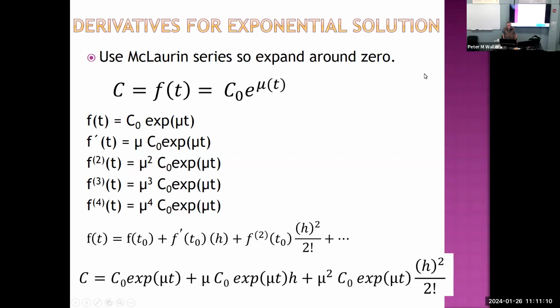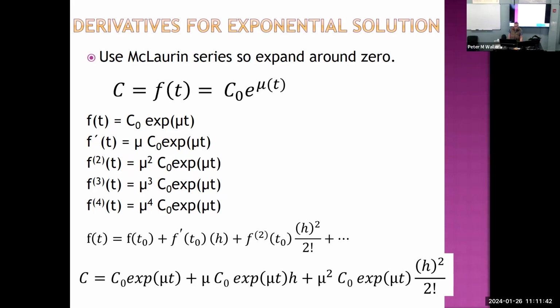Okay, so we have to take the derivative of this equation, C0 e to the mu t. And so here's the function, C0 e to the mu t. And then the derivative would be mu times C0 e to the mu t. Then the second derivative, this is really nice for the Taylor series because it's this kind of solution. So we basically have the same thing over and over. We just add a mu squared, a mu cubed, a mu to the fourth to get higher order derivatives.